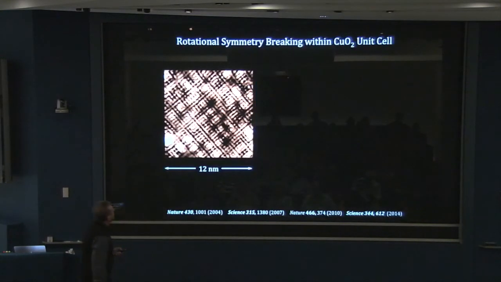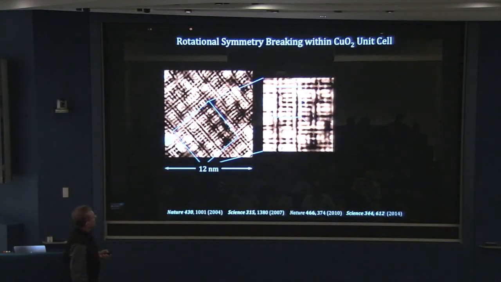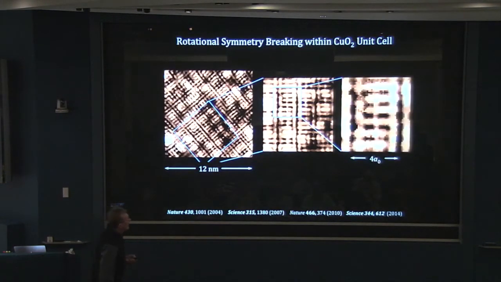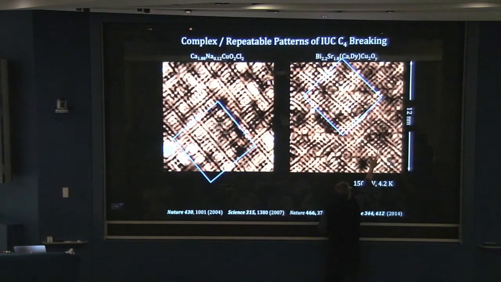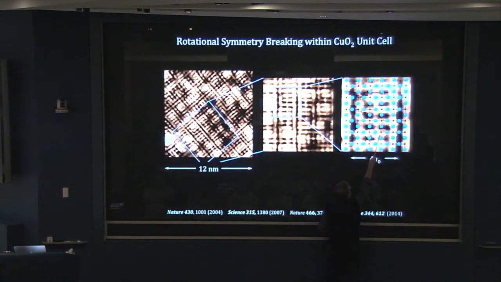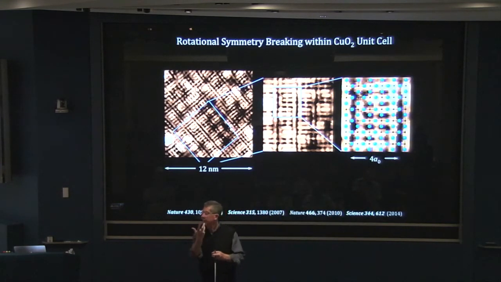Okay? Now let's zoom in a little bit. We know where all the atoms are. Each black dot is a copper atom. Each blue dot is an oxygen atom. So there's a copper there. This oxygen and that oxygen are in a completely different state than this oxygen and that oxygen. And that's true globally. There's a spontaneous breaking of rotational symmetry inside every unit cell.